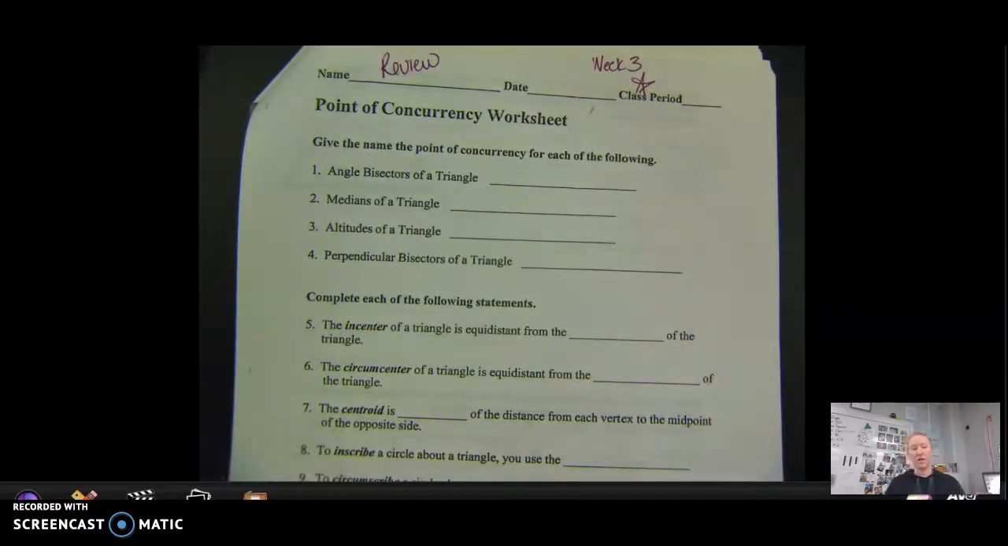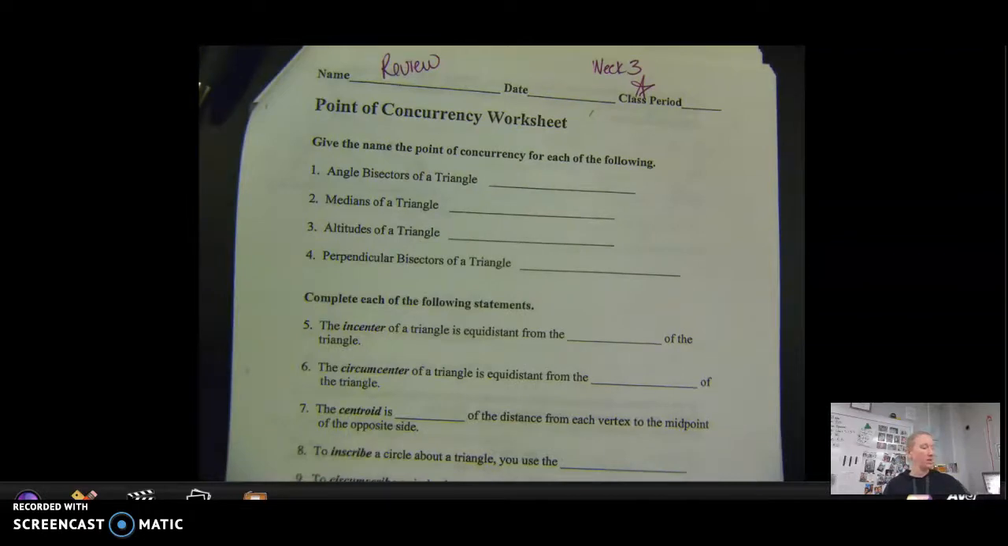Then you're going to skip to the next page. You're going to skip over that page. You're going to skip over the next page, and then you're going to go to this point of concurrency worksheet. This point of concurrency worksheet has front, back, front, back, front. Okay? You will have to enter some of these answers into Schoology. I want for you to complete the entire worksheet, though, in order to prepare for the quiz.